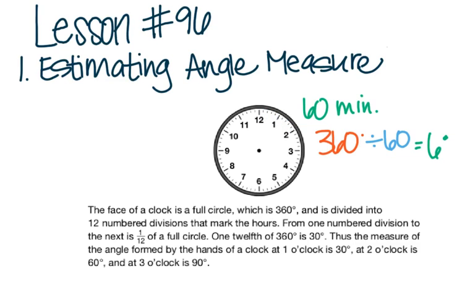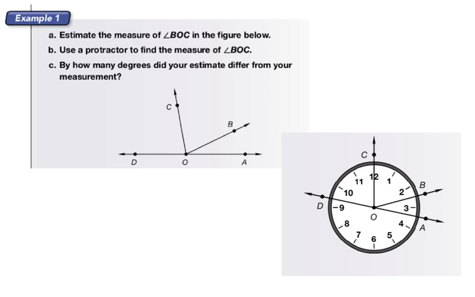So as I go around my circle, as each minute passes, each angle becomes 6 degrees. So that's a 6-degree angle, that's a 6-degree angle, that's a 60-degree angle, and so forth. So we can use our clock to help us estimate angles. So let's look at example 1.